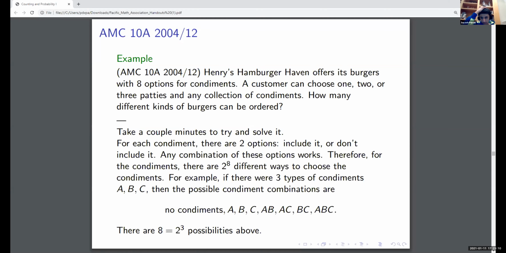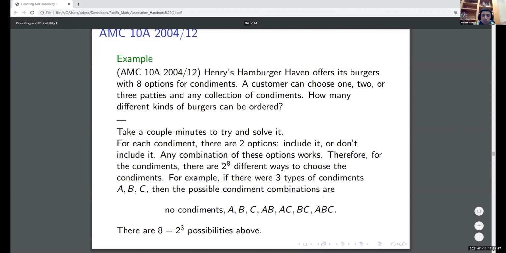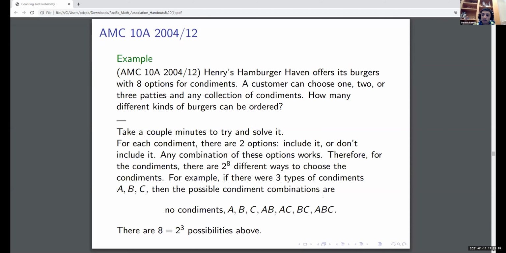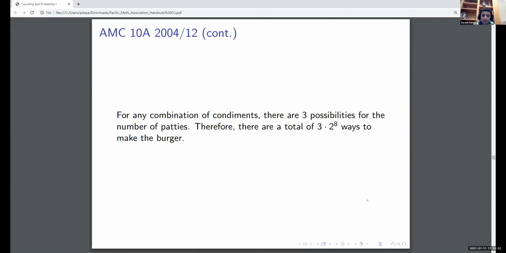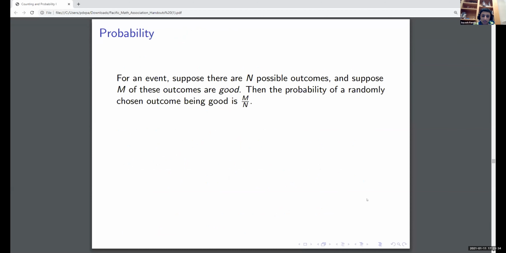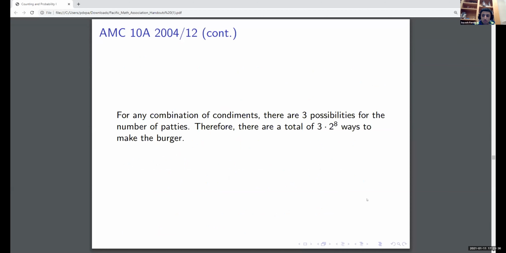Any questions so far? All right, well now, you have these 3 options for patties. You can have 1 patty, 2 patties, or 3 patties. That's 3 different options there. So what are we going to do next? Someone tell me. Multiply by 3. Okay, good. So 256 times 3 options for patties, 3 times 2 to the 8th. So that's 768.